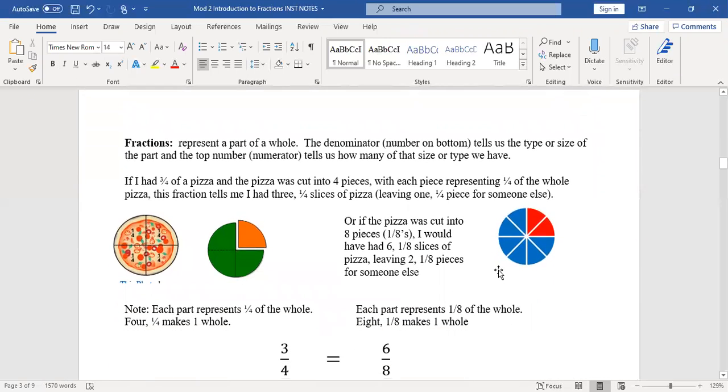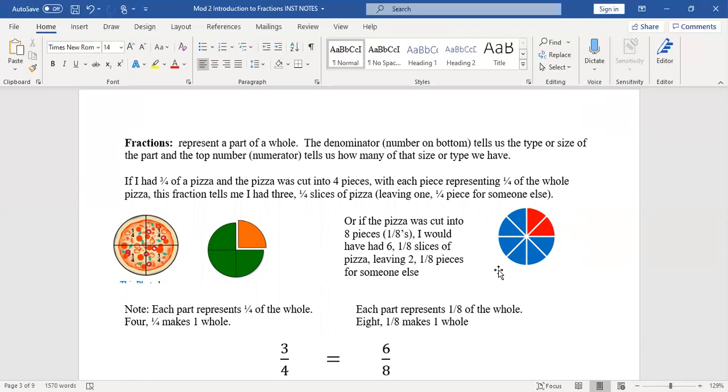So fractions represent a part of a whole. The denominator, the number down at the bottom, tells us the type or size of the part, and the top number, the numerator, tells us how many of that size or type we have. So if I had 3/4 of a pizza, and the pizza was cut into 4 pieces, with each piece representing 1/4 of the whole pizza, this fraction tells me I had 3 1/4 slices of pizza, leaving 1/4 slice for someone else.